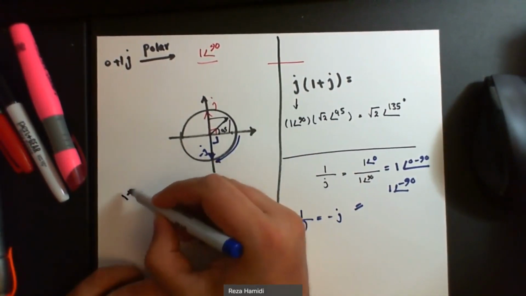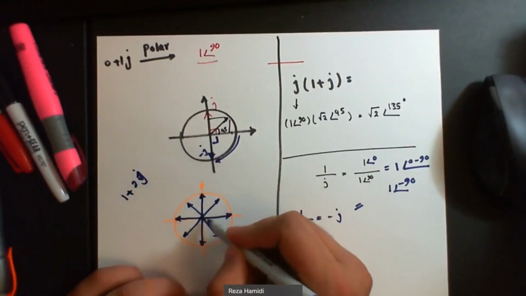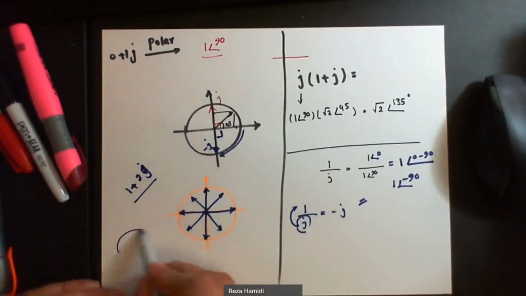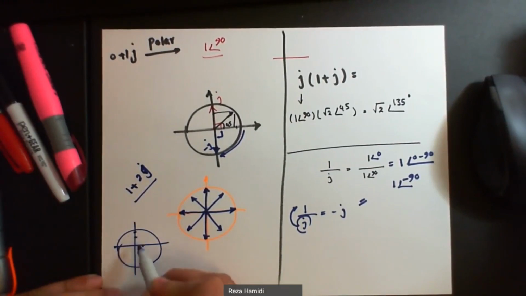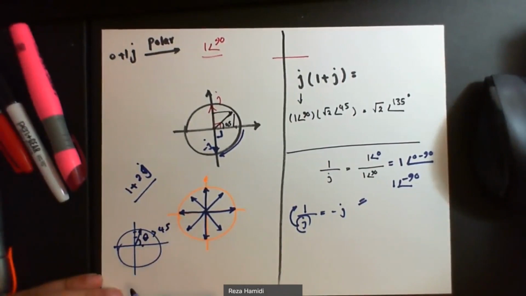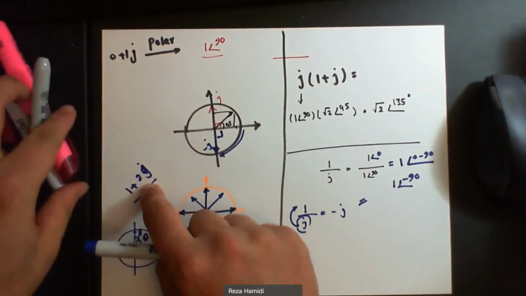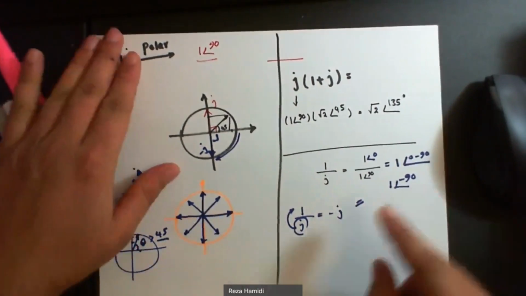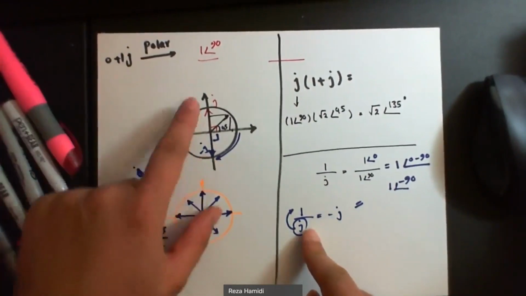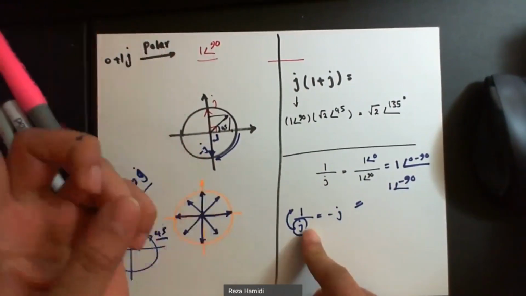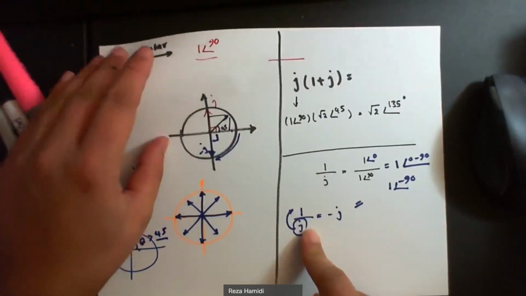When someone tells you 1 plus 2J, you can guess where it is. 1, 2. It's going to be a vector like this. This theta is for sure larger than 45. Okay? It's going to be larger than 45. If you are going to find that, use your calculator: inverse tangent of 2 over 1. But this is very useful. This imagination is very useful. All the time find where that vector is placed.